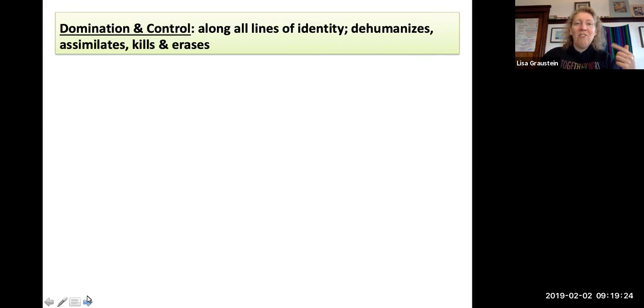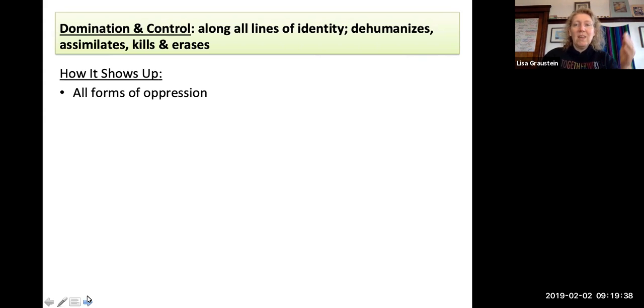So this pattern of domination and control along all lines of identity, along with dehumanization that seeks to assimilate, kill, or erase, again, this is a really powerful force in our culture, and so has crept into Quakerism. And some of the ways it shows up is in every form of oppression, right? Racism, sexism, homophobia, transphobia, classism, ableism, ageism, all these different systems of oppression seek to control and dominate and dehumanize whole groups of people. And we see that showing up among Quakers.